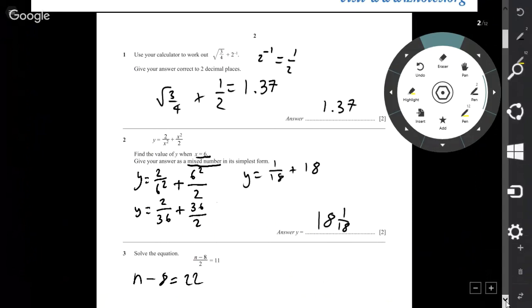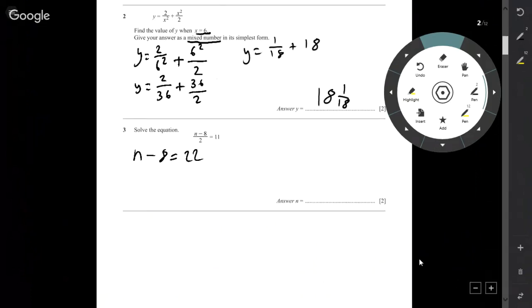Question number 3, solve the equation. So what I've done here already is I've moved the 2 over to the other side. So it's dividing on this side, so then it becomes a times 2 on this side, which turns to 22. So n minus 8 equals 22. Then we get n equals 22 plus 8, which equals 30. So n equals 30.